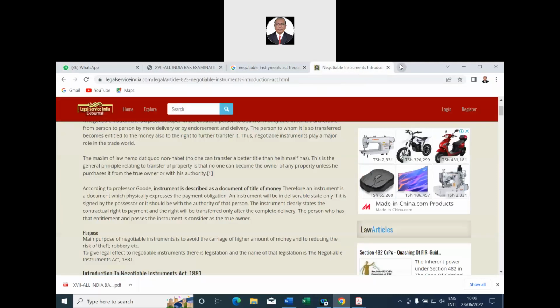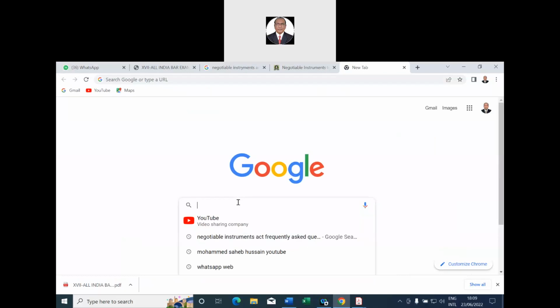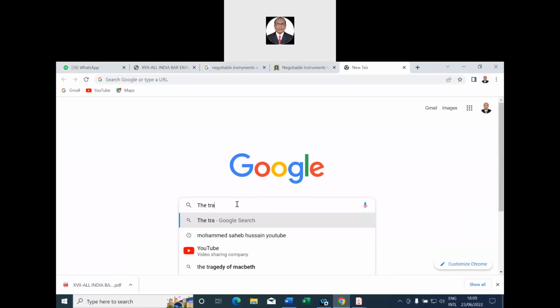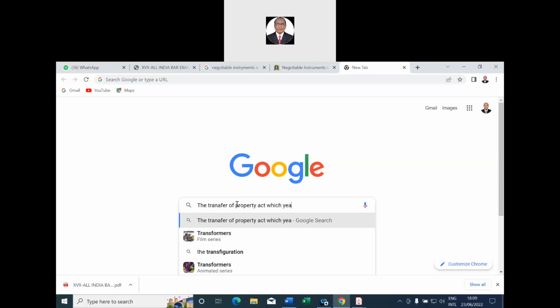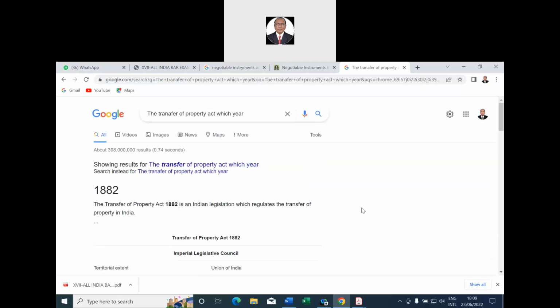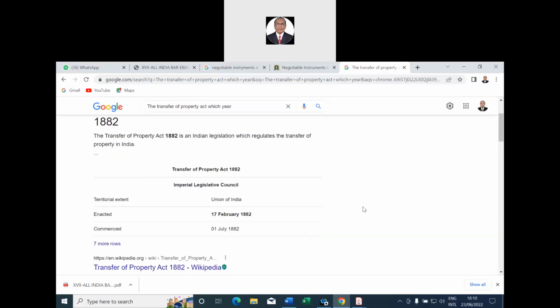So the Transfer of Property Act, here we can know that because that is a technical question. There would be a probability. I did not cover it. Transfer of Property Act, which year? 1882, sir. Not 1886 or 1889. The Transfer of Property Act 1882 is an Indian legislation which regulates the transfer of property in India. What is the act number?